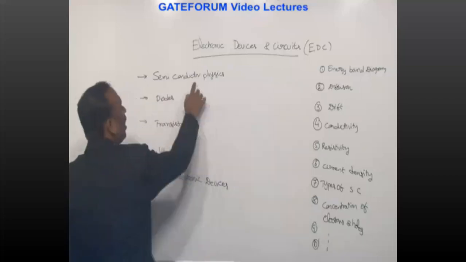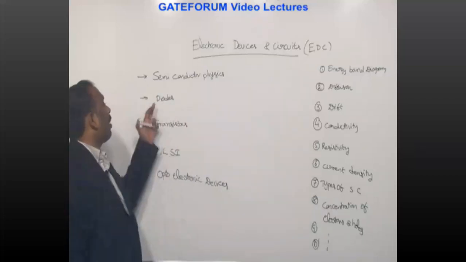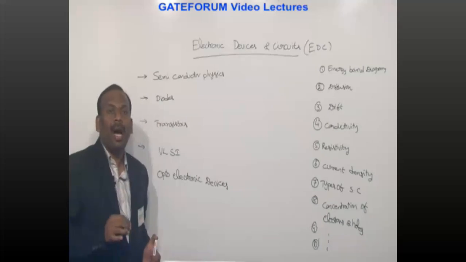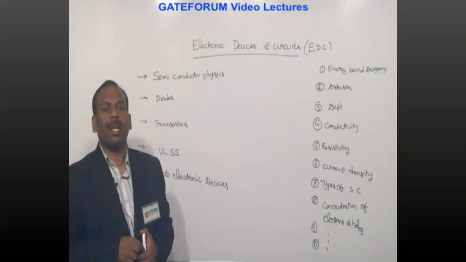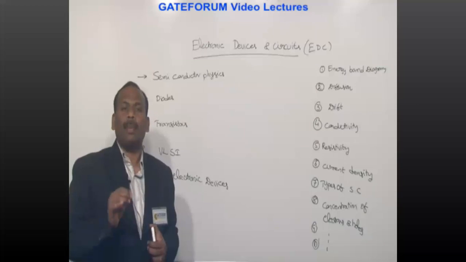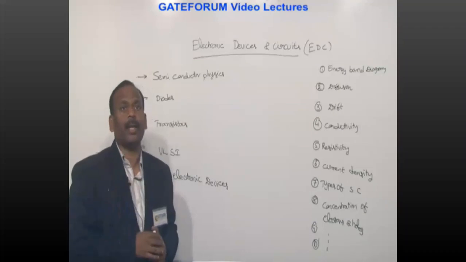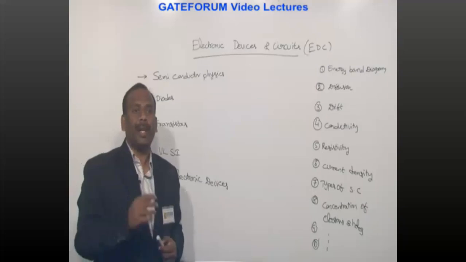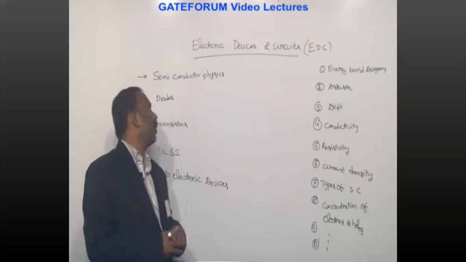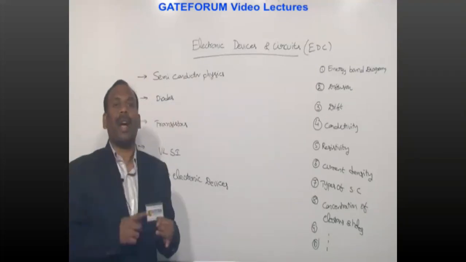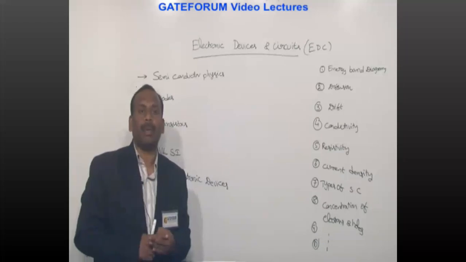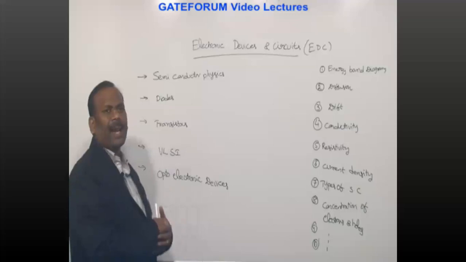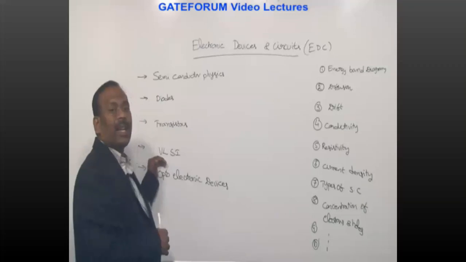This is semiconductor physics. Coming to diodes, first we are going to start with the PN junction diode. How a PN junction diode is formed? What are its characteristics? Capacitance: how does a diode offer a capacitance? Types of resistances offered by a diode. Then we are going to see a tunnel diode, varactor diode, Zener diode, special purpose diodes. After that we come to transistors, then very large scale integration.